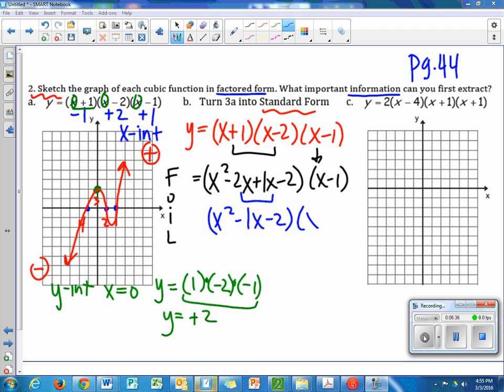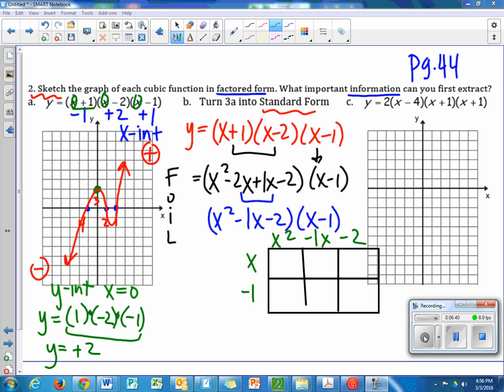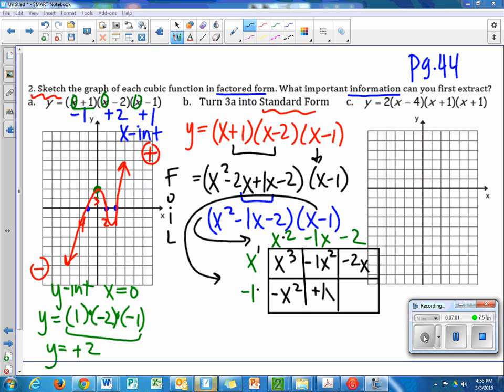Then we multiply with the x minus 1. Now we're going to do the 3 by 2 box. And I just set it up by bringing this here, and then I brought this one all the way to the other side right here. All right, we're going to multiply first. So here we're going to get x to the third power, adding exponents, minus 1x squared minus 2x. Next, we have this one times this one here. That gives us negative x squared, positive 1x, and then a positive 2.